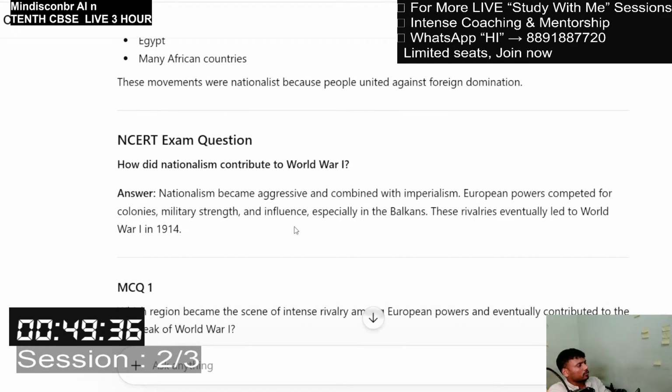NCERT exam question. How did nationalism contribute to World War One? Nationalism became aggressive and combined with imperialism. European powers competed for colonies, military strength, and influence, especially in the Balkans. These rivalries eventually led to World War One in 1914.